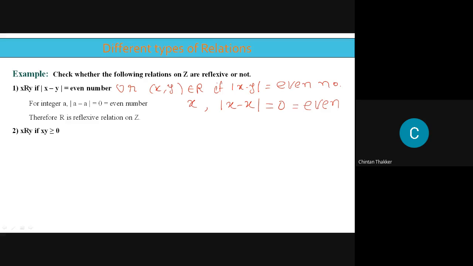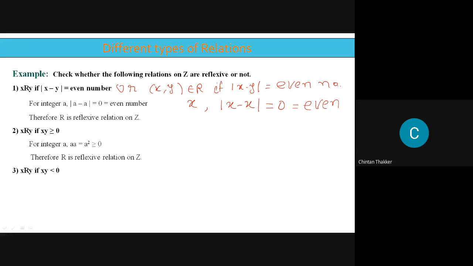Yes, it is reflexive. Here for any integer a, a into a is a square, and the square of any integer is always greater than or equal to 0. So a into a is greater than or equal to 0. So a is related to a, and therefore R is a reflexive relation on Z.